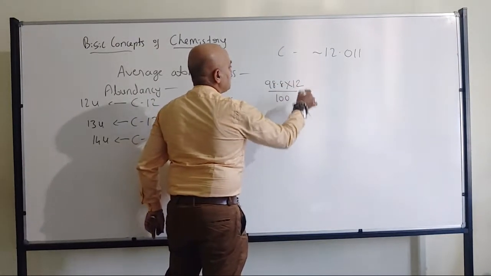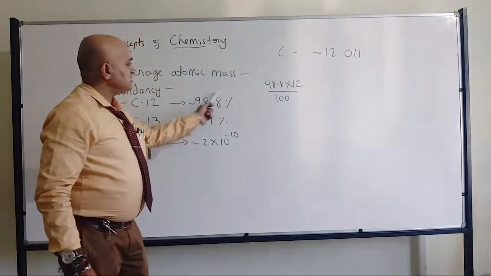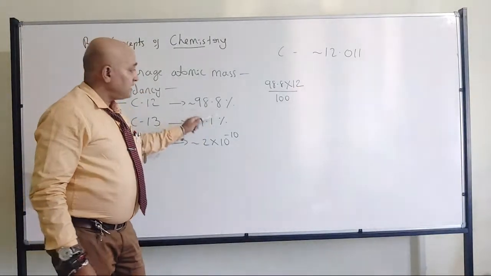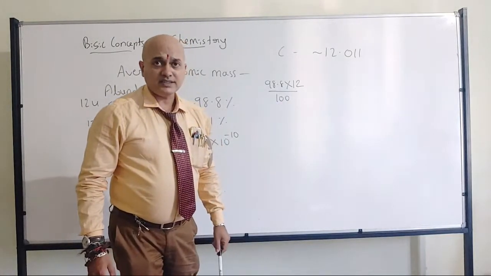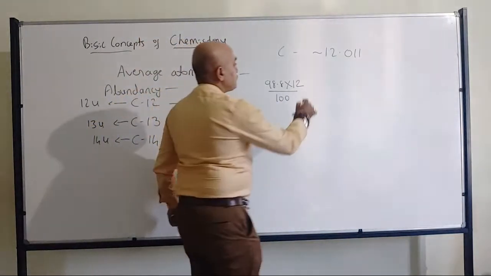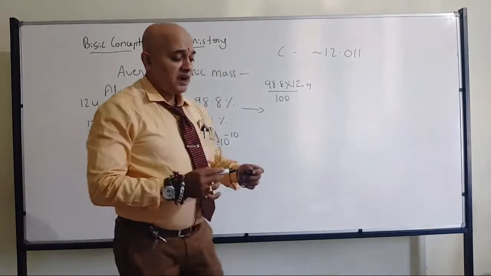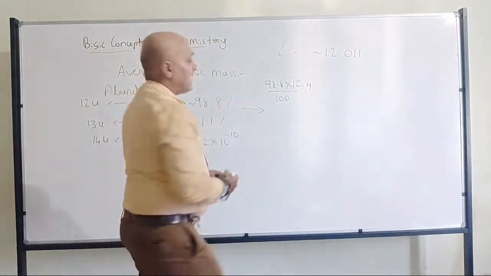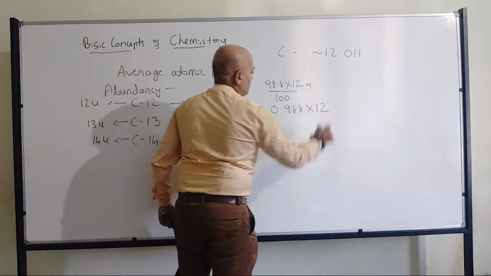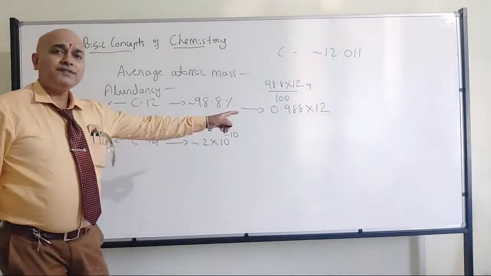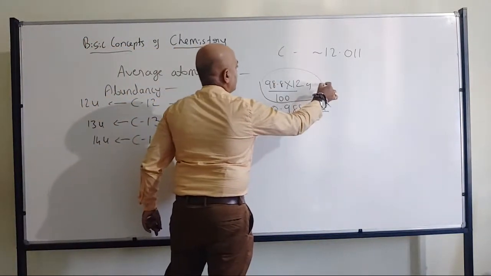98.8. How much will be there in 12? For 100 it is 98.8 because it is percent occurrence, right? For 100 gram it is 98.8. How much will be there in 12 gram if I consider? So I will get 98.8 divided by 100, which is nothing but 0.988, into 12. That is one value. All of you will agree? I have got this value.